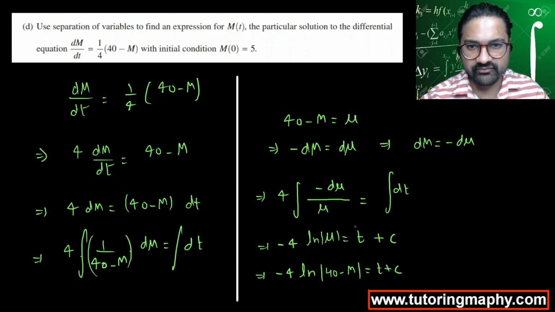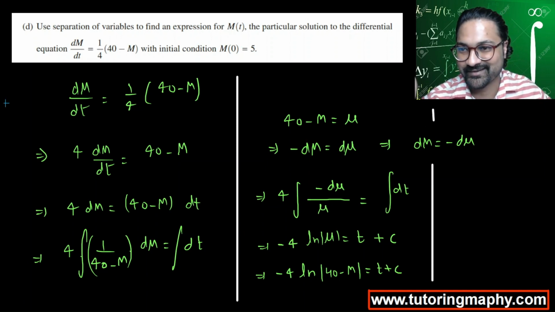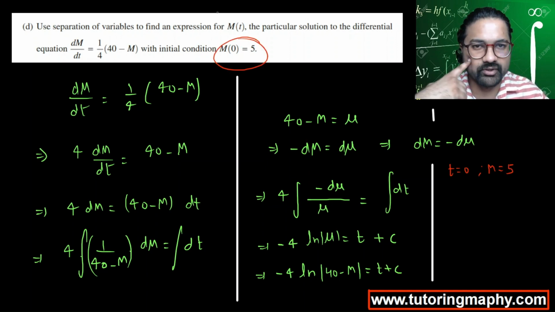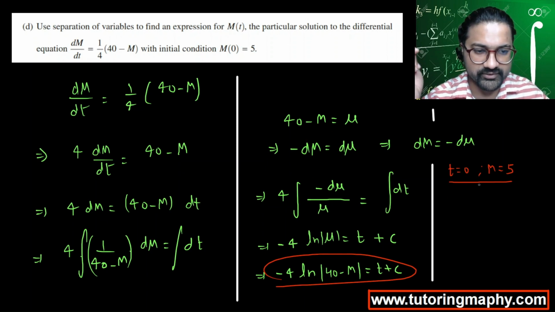Okay, but I need c as well because the initial condition is already given to us. All right, running a little short on space once again, so I hope I can do this in this space. Okay, so it's already given that at t equal to 0, m is 5, because that is the meaning of m0 equal to 5, right? That when t is 0, m is 5. So I'm going to plug that back in over here to get the value of c.